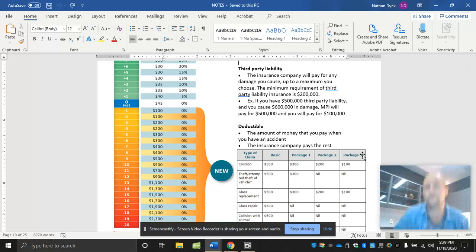There's a couple things that the company asks for. Sorry, this light turns off on me in the classroom. When you go in there, they ask you, how much third-party liability do you want to be covered for? The insurance company will pay for any damages you cause up to a maximum you choose. And so the less coverage you have, obviously it costs you less on your insurance. The more coverage you have, the more it will cost you. The minimum third-party liability is $200,000.